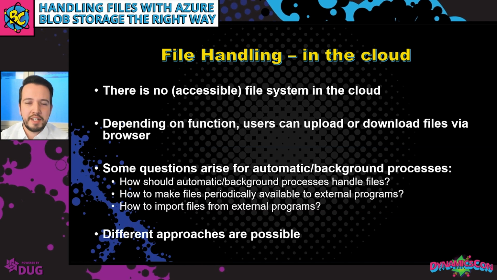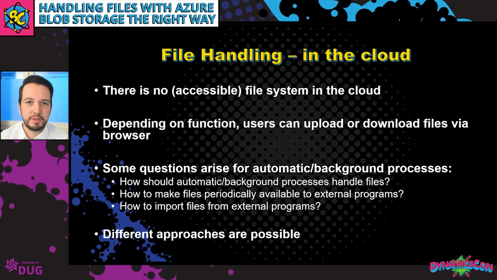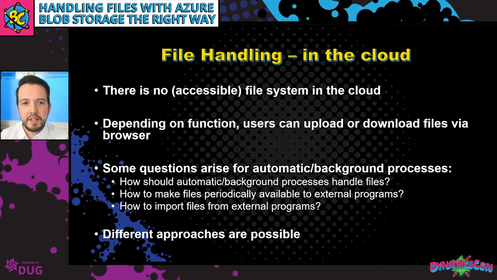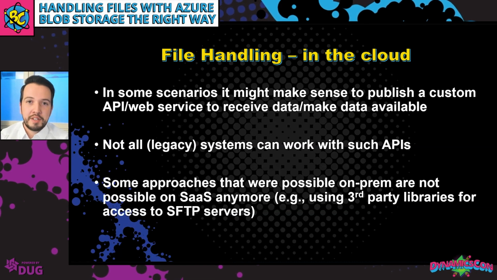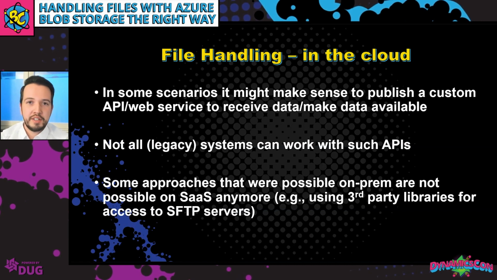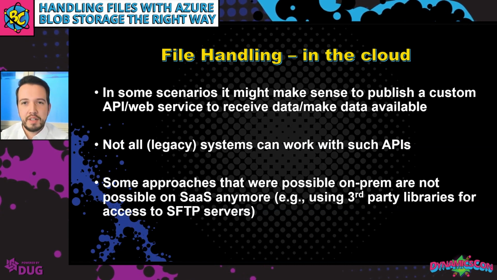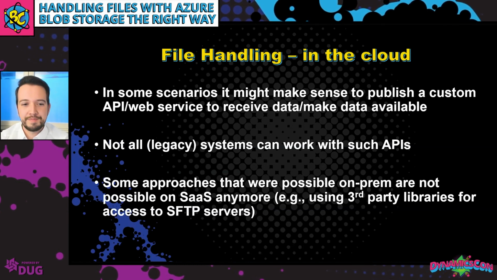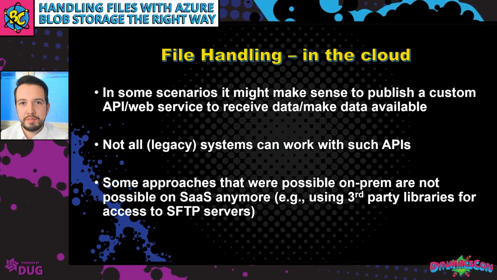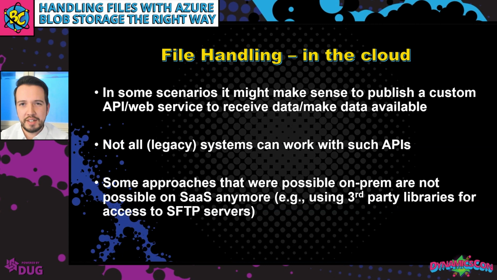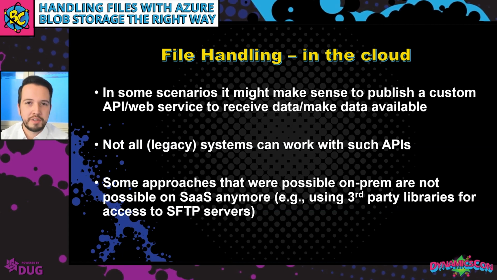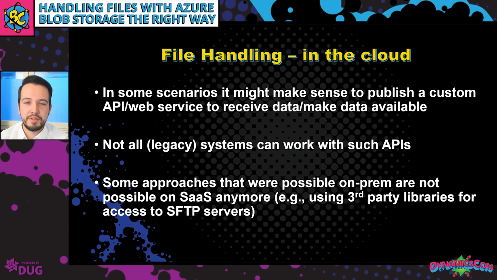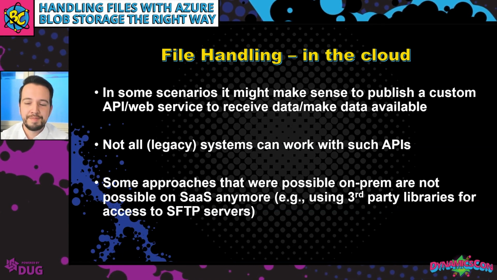Of course, as with any integration, there's not the one solution for everything. Different approaches are possible. In some scenarios, it might make sense to create and publish a custom API or a web service to receive data or to make data available to other systems. But not all systems can handle such APIs, especially legacy systems. And some approaches that were previously possible in on-premise scenarios are not possible in SaaS environments anymore. For example, using a third-party library to integrate an external tool.